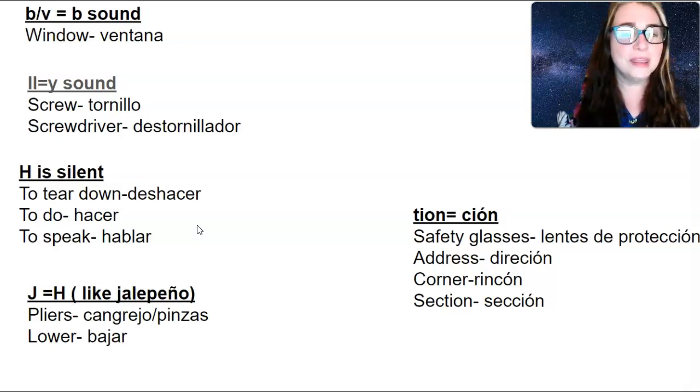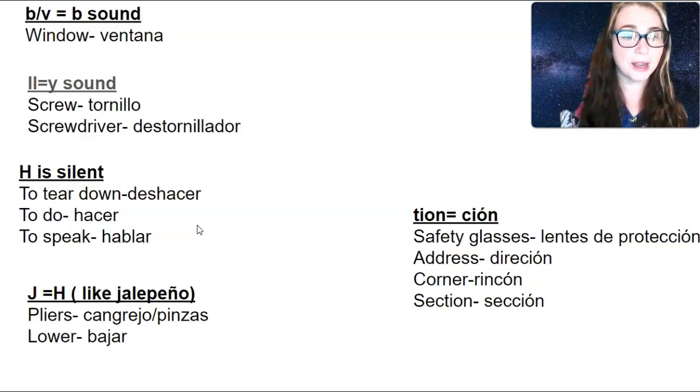Window, ventana, ventana. Looks like ventilation. Screw, tornillo, tornillo. Screwdriver, destornillador, destornillador. To tear down, deshacer, deshacer. To do, hacer, hacer. To speak, hablar, hablar.